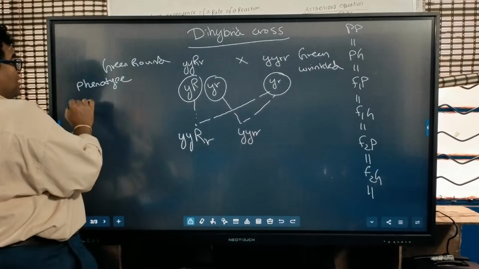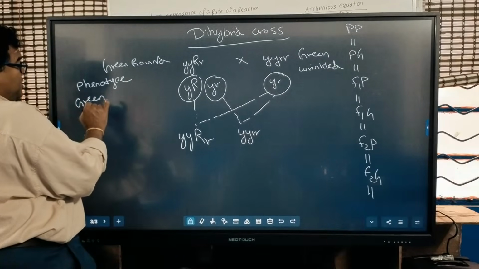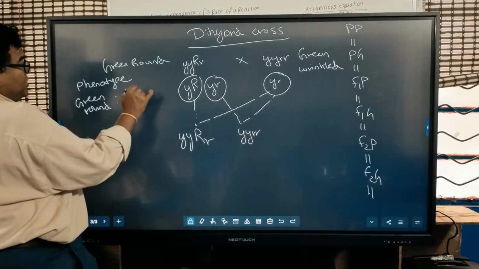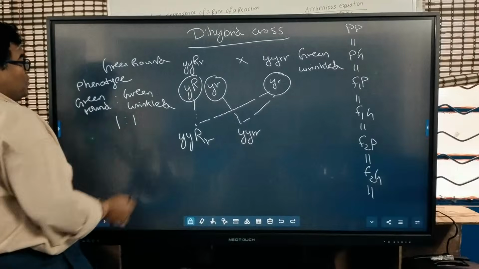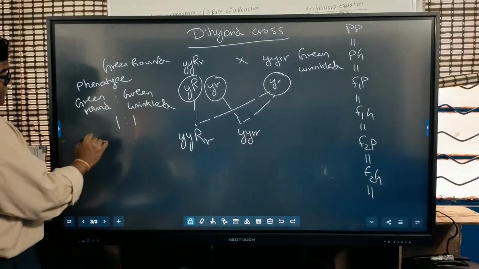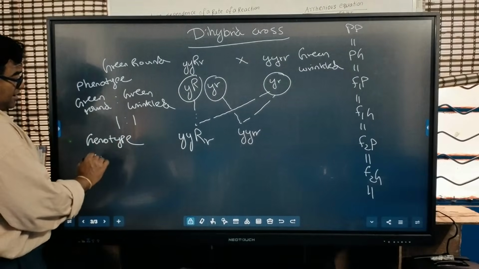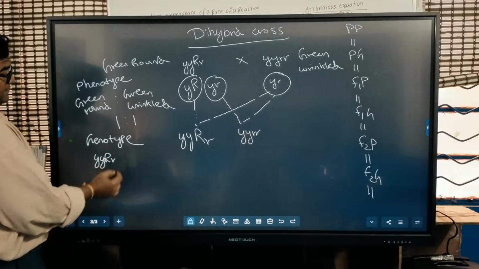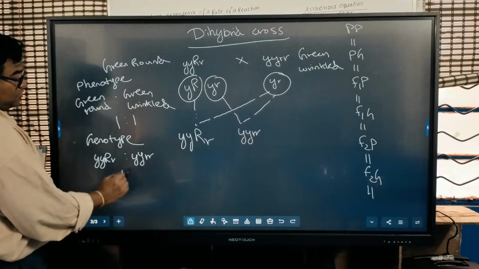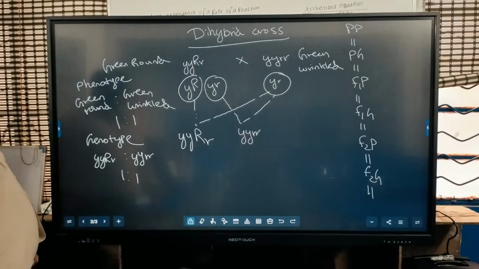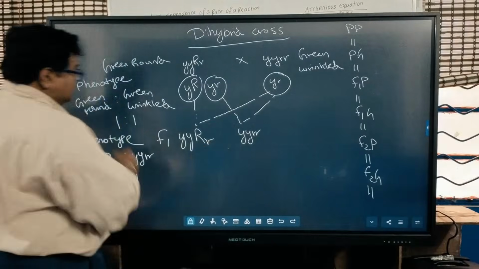This is nothing but green round and green wrinkle. So green round and green wrinkle are there in the ratio 1:1. If I take the genotype value that I have given here and calculate, you will get 1:1. So going back to the F1 generation calculation, I get the same result.